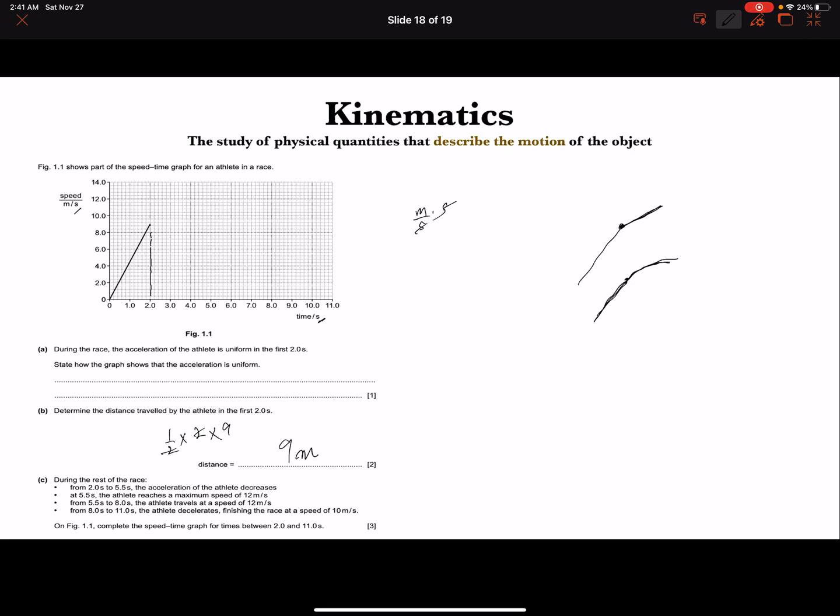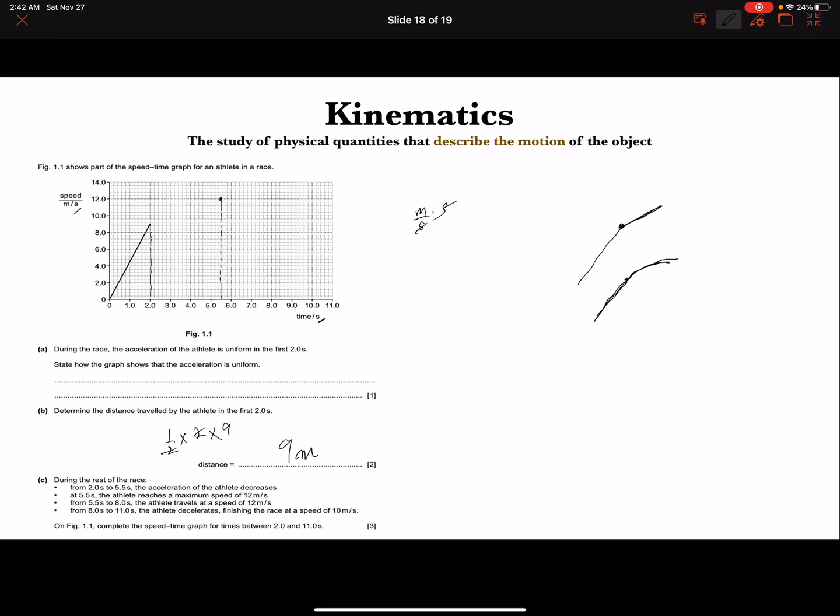At 5.5 seconds, the athlete reaches a maximum speed of 12 meters per second. Well, remember, when you reach a maximum speed, that's the highest point that you can go to. For a very brief moment, the speed is just that value, and so the acceleration is 0. So at 5.5 seconds, which is the midpoint between 5 and 6, the speed is 12 meters per second.